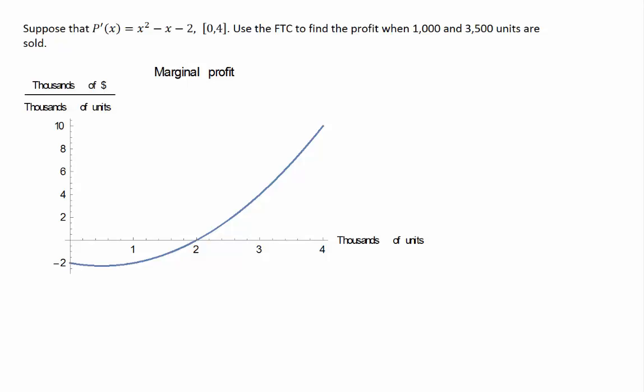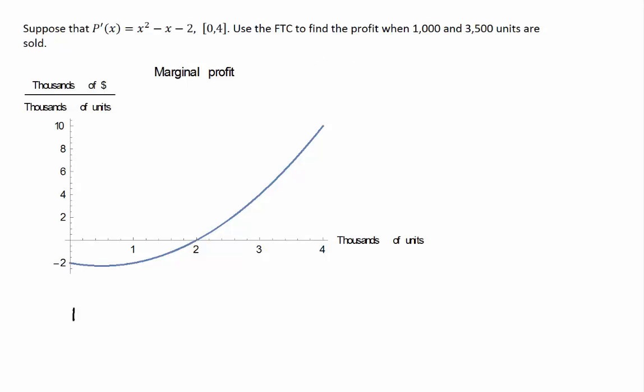In this problem, we're going to do the same thing as we did before, but there is an important feature in this problem, and that is that the marginal profit is actually negative for a good chunk of the time. So that means in this period, the profit is still decreasing as the marginal profit is negative. So let's find out what the profit will be if this is the marginal profit.